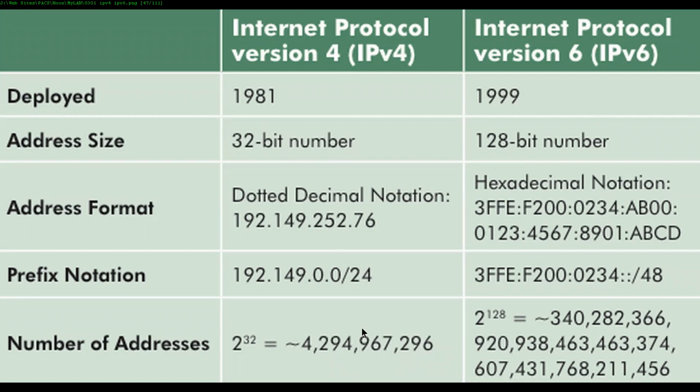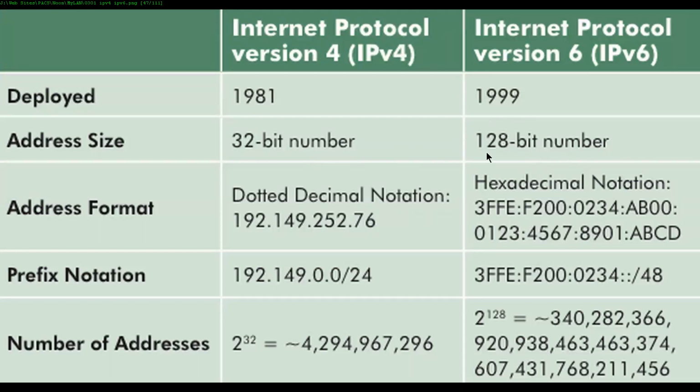But that 32-bit number is usually represented by this dotted decimal notation. It breaks it up into 4 8-bit numbers and then represents each 8-bit number as a decimal number. There's also CIDR, which stands for Classless Inter-Domain Routing, and this would be what that would look like. We'll talk more about IP version 6, but you can see the advantage of that.